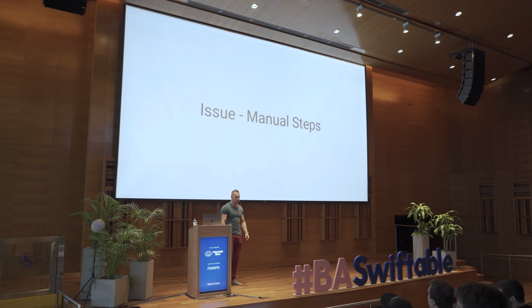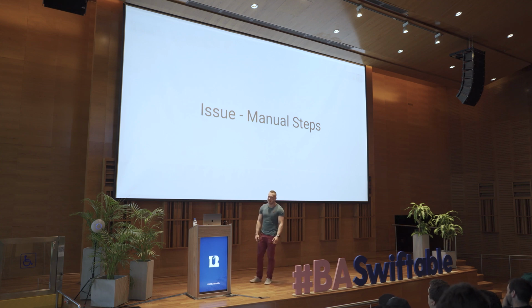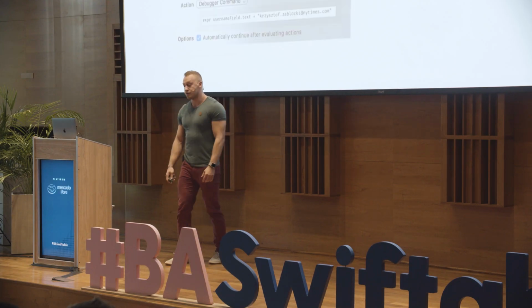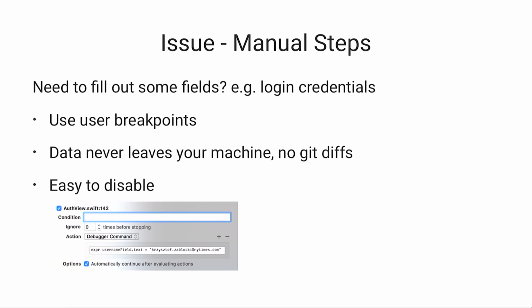Another issue that's very common is doing manual steps. You have an application that has a login screen, and if I got a penny for every time people working on features would just enter their freaking login credentials each time, it is crazy. Don't do that. Don't hard code your credentials either, because then you cannot commit. You have git changes. Use user breakpoints. That's what they are for.